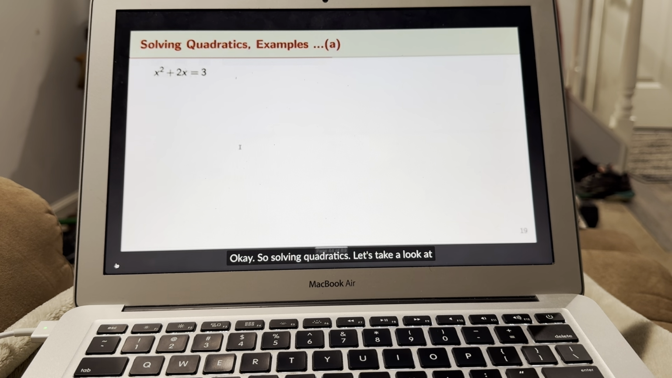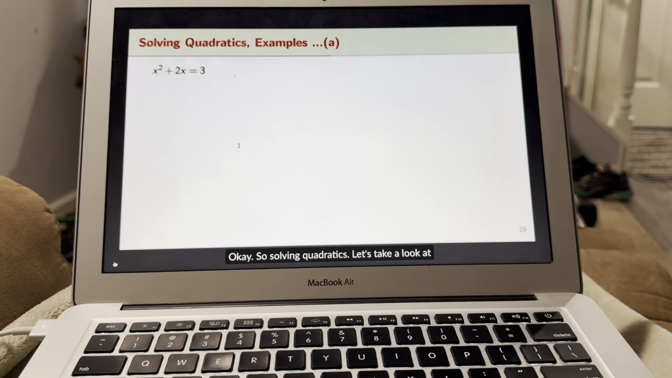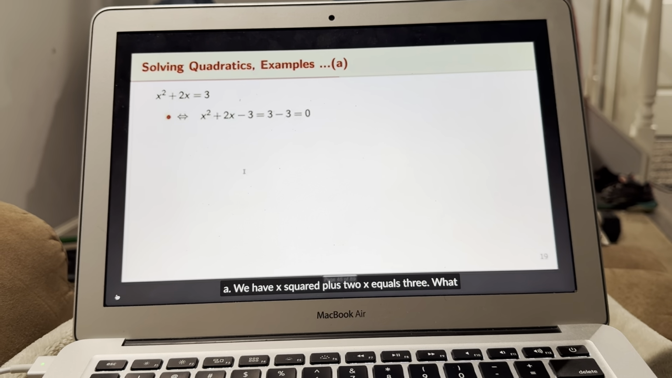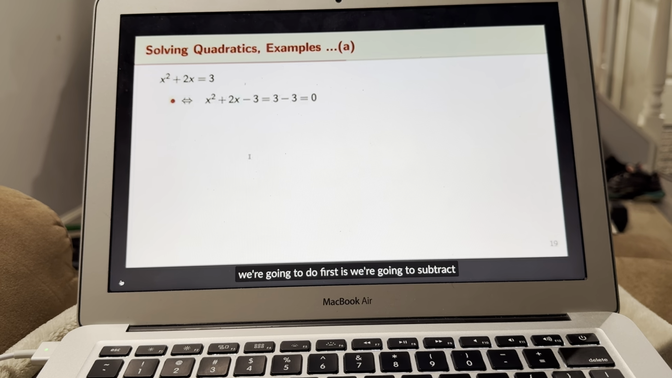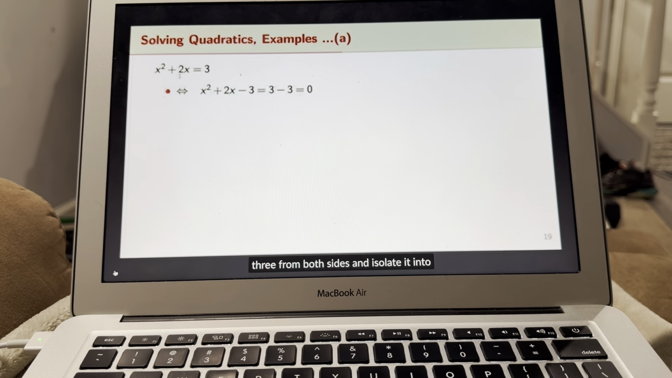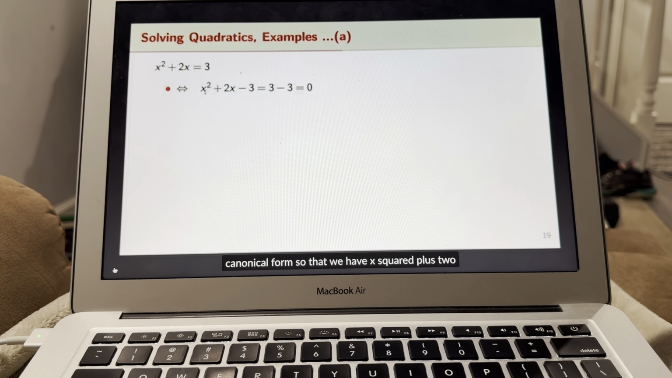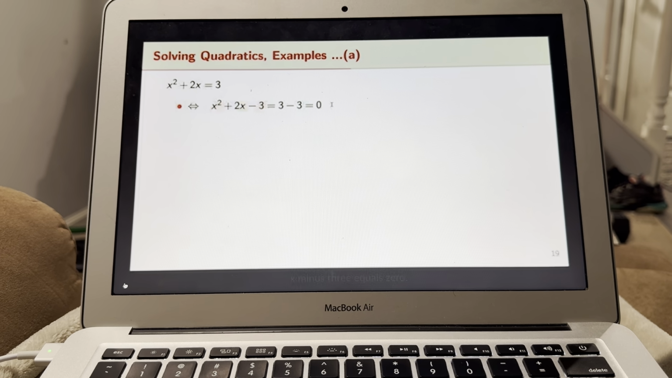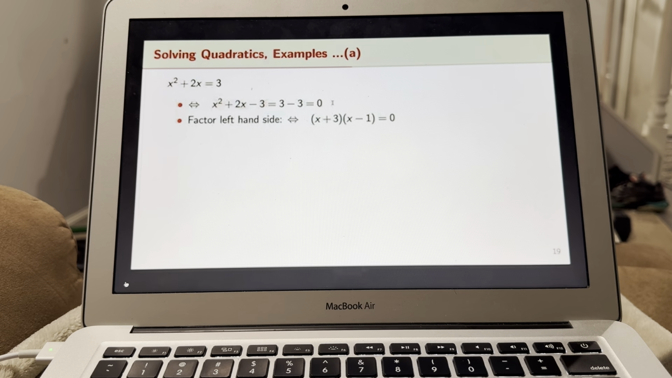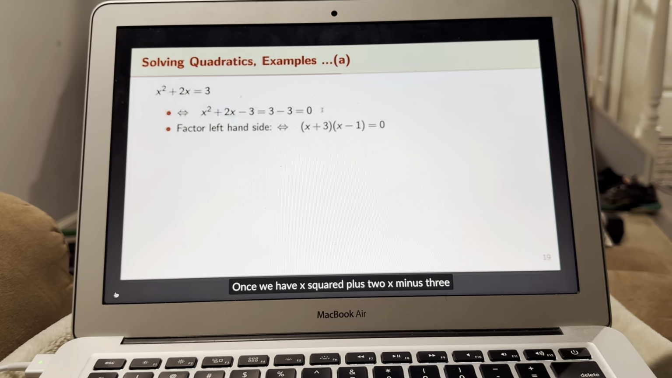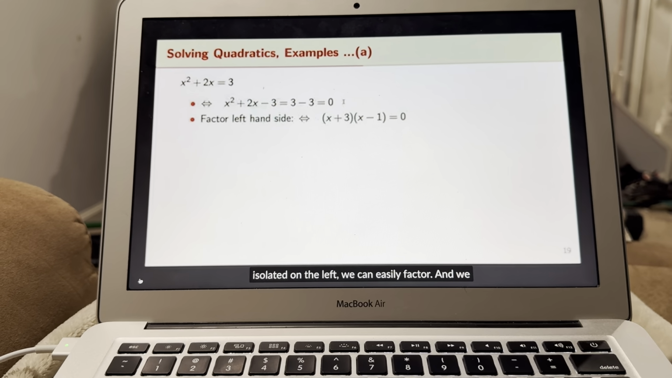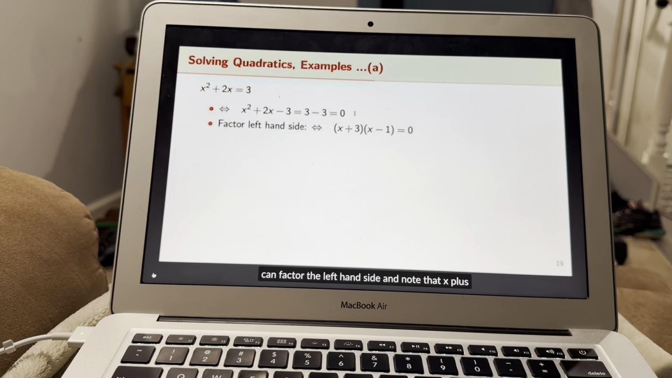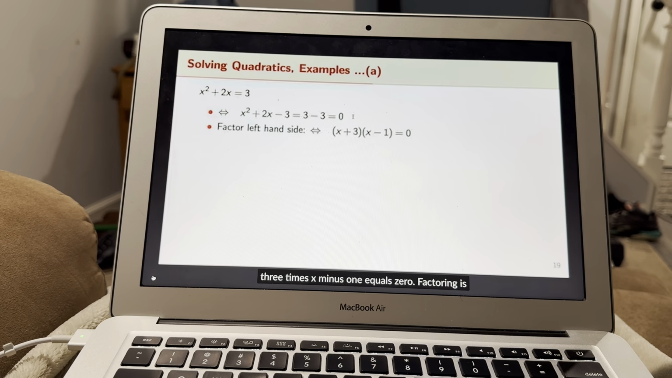Okay. So solving quadratics, let's take a look at A. We have x² + 2x = 3. What we're going to do first is subtract 3 from both sides and isolate it into canonical form so that we have x² + 2x - 3 = 0. Once we have that isolated on the left, we can easily factor. We can factor the left-hand side and note that (x + 3)(x - 1) = 0.